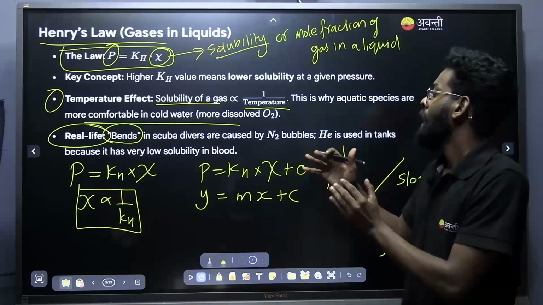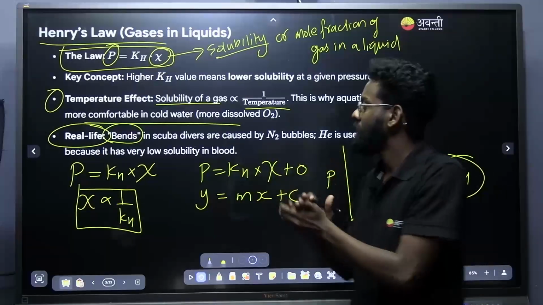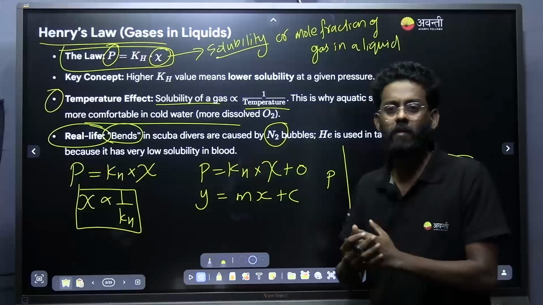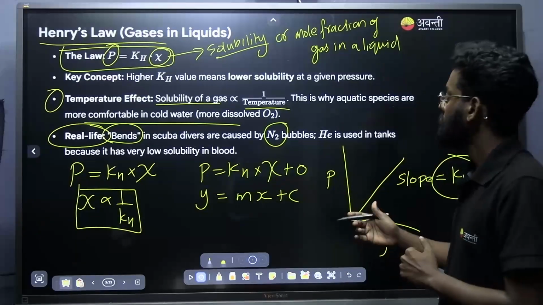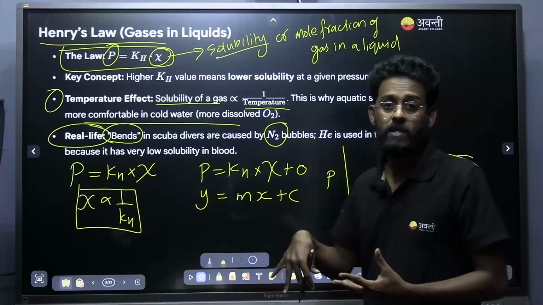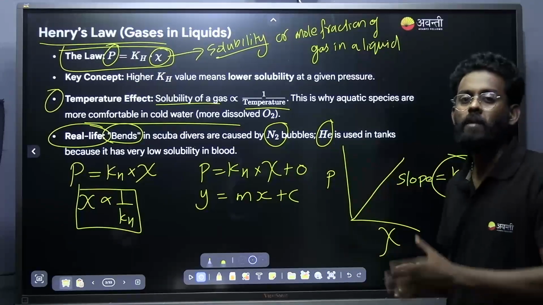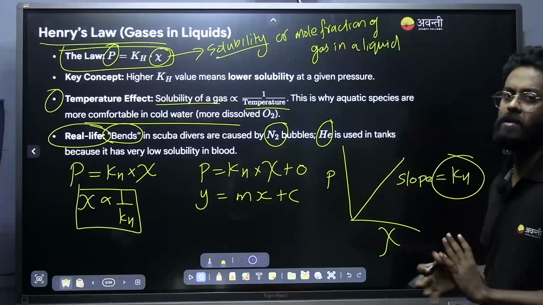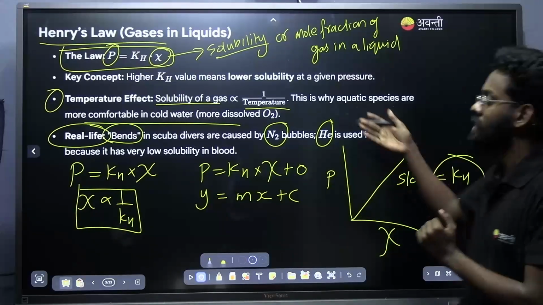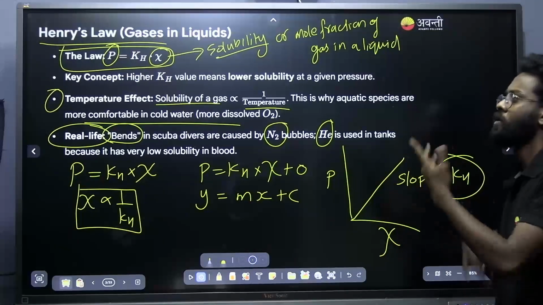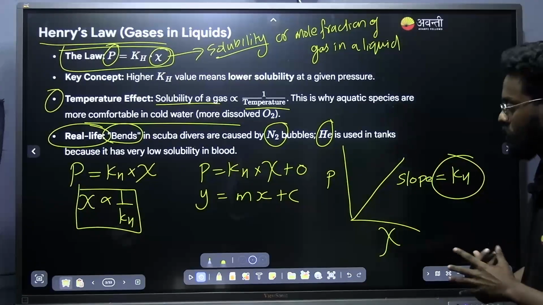To avoid this bends, we normally use, instead of a cylinder with nitrogen and oxygen, a mixture with helium. As nitrogen has higher solubility in blood, we avoid nitrogen and use helium. Helium has low solubility in blood, so it won't cause that much of a problem for the scuba divers. So these are the important applications of Henry's law.